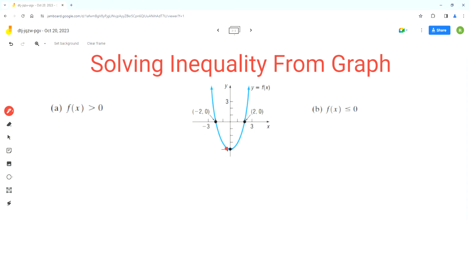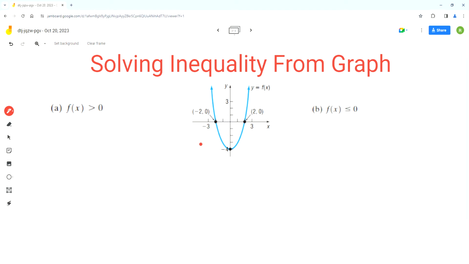Now this blue graph represents the function f(x), and this function has two x-intercepts. The first one is at -2 and the other one is at +2. Now we have to find the intervals for x for which f(x) is greater than 0 in part A. Now f(x) is greater than 0 in the parts where the graph is above the x-axis, because that means in those parts of the graph the function value is greater than 0.